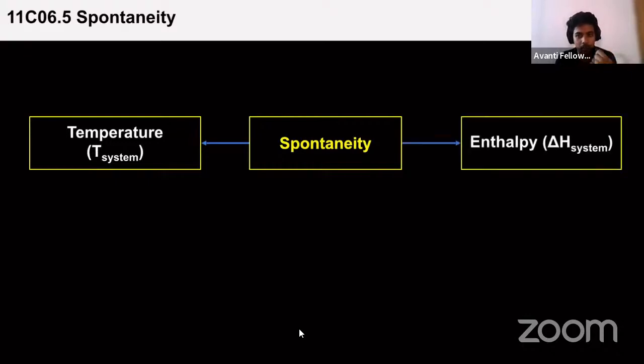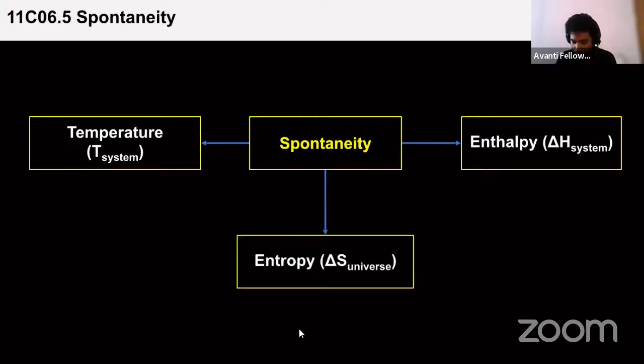Second thing is enthalpy. What is the energy of the system? That is also there. Whether the system is at higher energy or lower energy, that means at higher enthalpy or lower enthalpy.